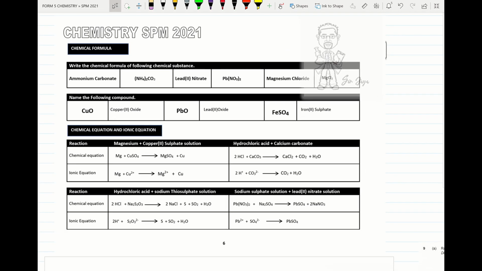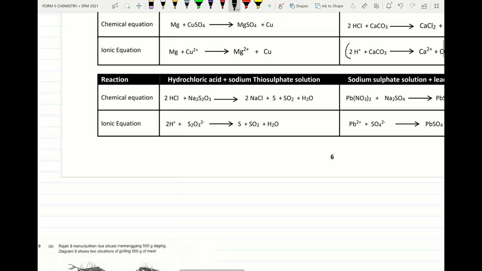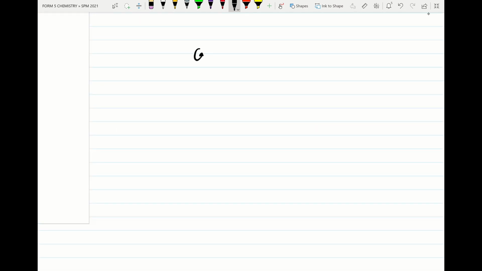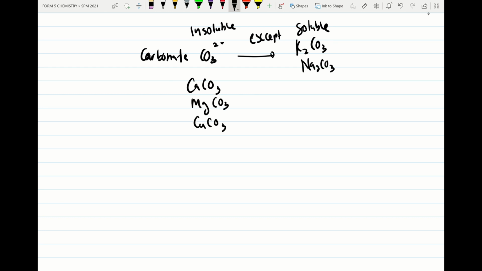Before I move on to the question, the ionic equation for the reaction between hydrochloric acid and calcium carbonate. The reaction equation here is wrong, please check it. Let me show how to handle the carbonate ion. All carbonate ions form insoluble salts when joined with any metal ion, except potassium carbonate and sodium carbonate. Only these two salts are soluble. That means calcium carbonate, magnesium carbonate, copper(II) carbonate all form insoluble salts.